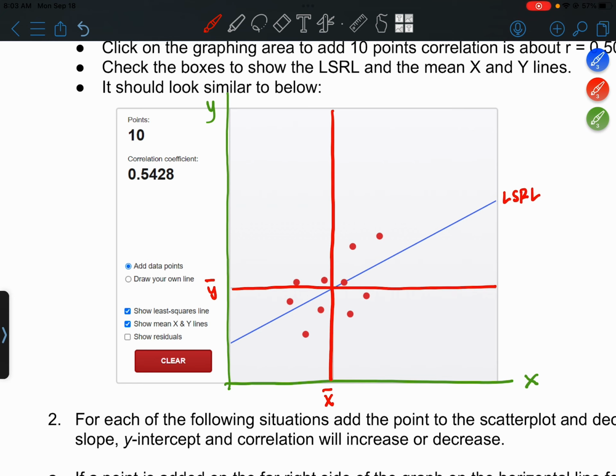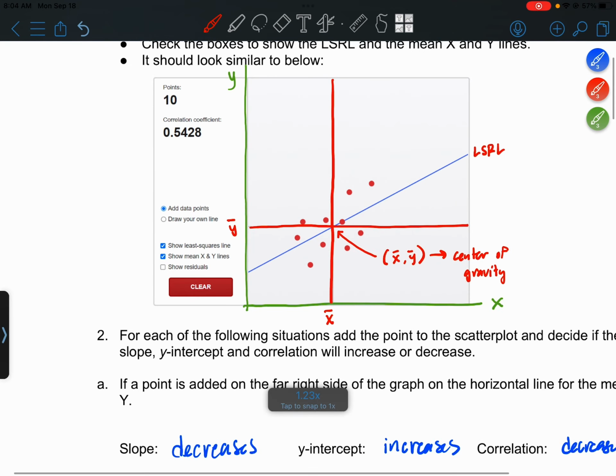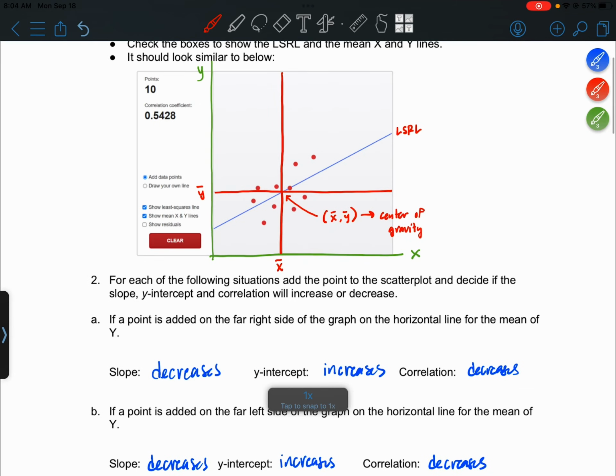Meaning that where the crosshairs meet, that location represents the ordered pair whose values are the average x and the average y value. Sometimes we refer to this as the center of gravity. You might have noticed anytime the line adjusted, that center of gravity point, the crosshairs, moved or adjusted with the line.